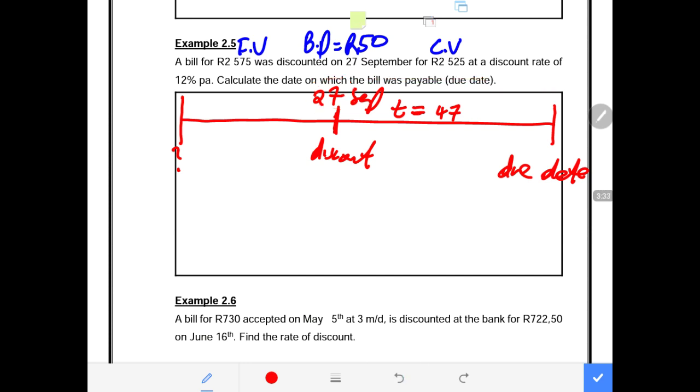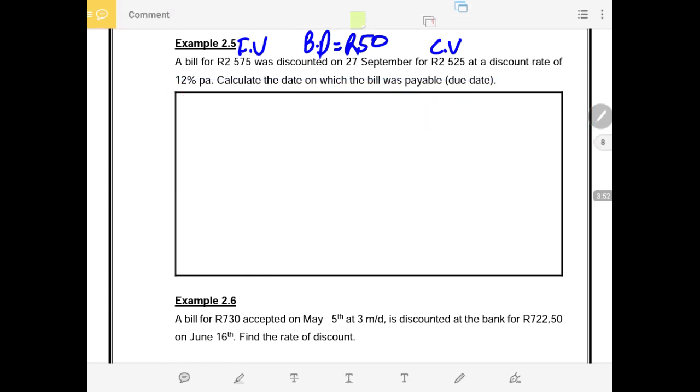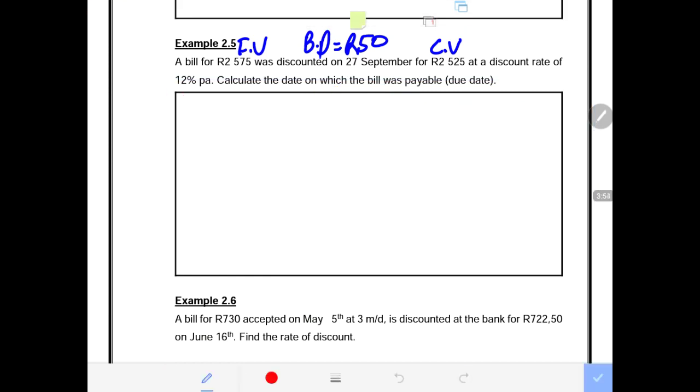So now we are required to calculate the due date, and in order for us to know the due date, we need to know our T. So that is the first part that is very important. We get to know our T, then we'll know how many days are in between here, and we calculate those number of days in order for us to get to the correct or accurate answer. Then let us continue by calculating our T.